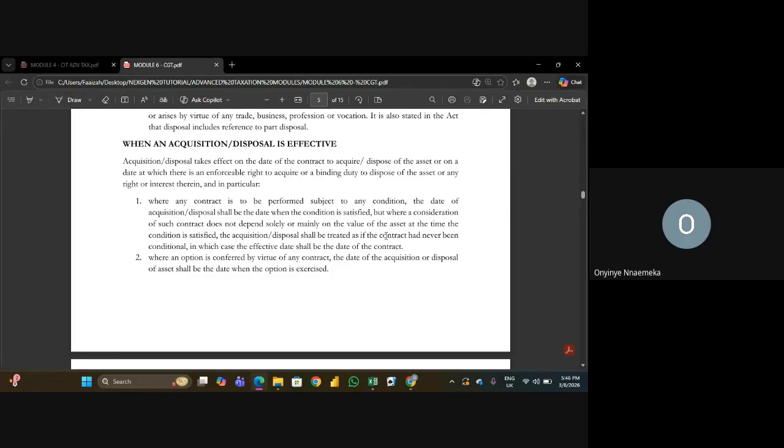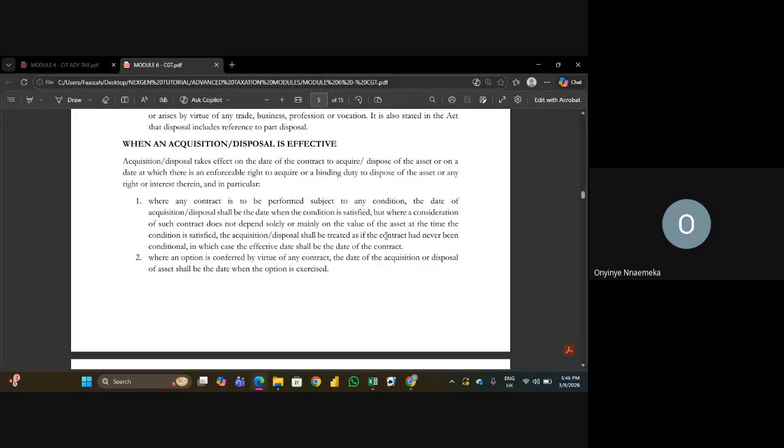Now, this one has two things embedded in it. Number one, if there's any condition to be satisfied, then the date of disposal or acquisition shall be the date when you satisfy the condition. But if the money that you will pay or receive, that is the consideration for that contract, does not depend on the value of the assets at the time when the condition is satisfied, you get, then the disposal or acquisition will be the date of the contract.